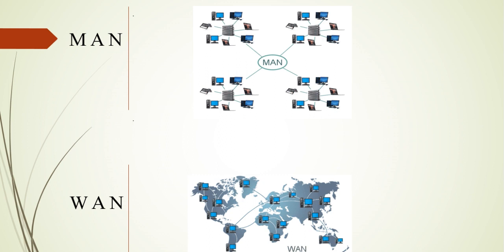WAN, also known as Wide Area Network, is a type of computer network that connects computers in geographically separated locations through a common communication path. Billions of computers are connected through WAN. A WAN can also be defined as a set of local area networks that communicate with each other. A prime example of a WAN is the Internet.